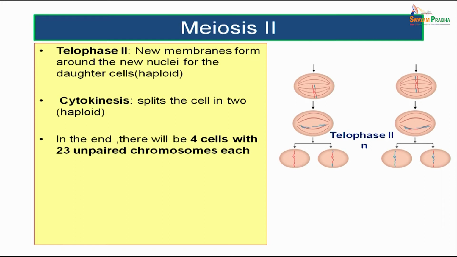with a haploid number of chromosomes, but at this moment we have unpaired chromosomes when we compare with the chromosomes after the end of meiosis 1, because at the end of meiosis 1 we had paired chromosomes, but at the end of meiosis 2 we will have unpaired chromosomes. That is the point which you have to keep in mind. So, this is the unpaired haploid number.